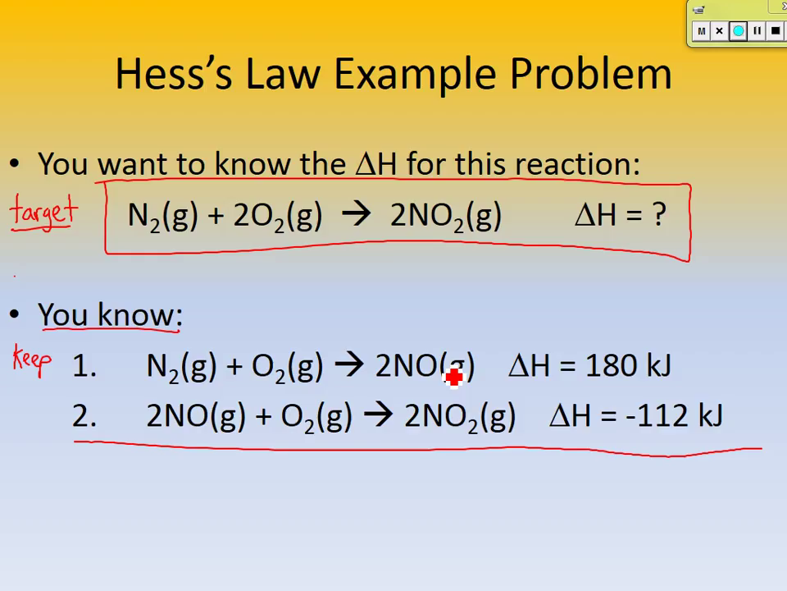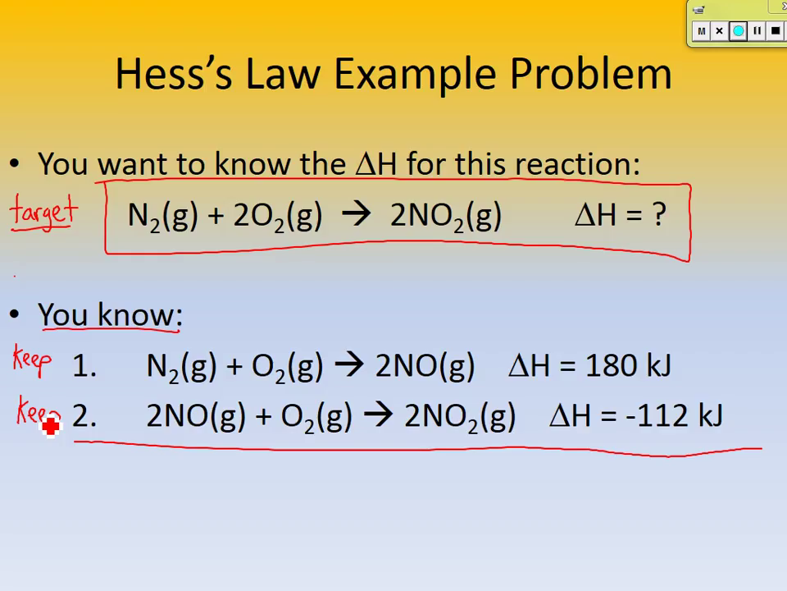Okay, let's go to something else. Equation number 2, if you look at it, is there something in equation number 2 that is in our target equation? What about these 2 nitrogen dioxides? Is that in our target? Yeah, and it's the same mole ratio too. We've got 2 nitrogen dioxides in the target. So what do you think we should do with equation number 2? We're going to keep it.